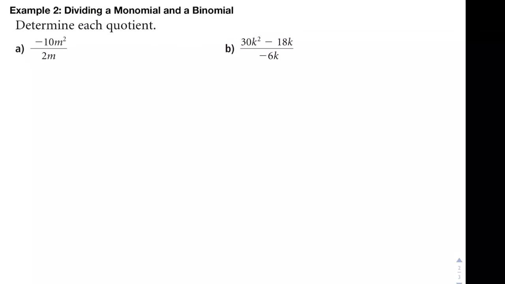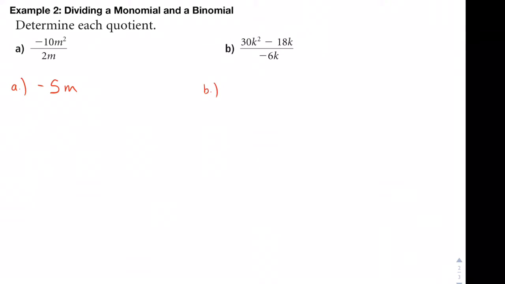Here are a few examples of dividing a polynomial by a monomial. In example A, we have a monomial divided by a monomial. The key thing here again is divide numbers with numbers and divide variables with variables. On top I have negative 10, and on the bottom I have 2. So negative 10 divided by 2 is negative 5, m. And that's my answer, because m squared divided by m ends up being m.